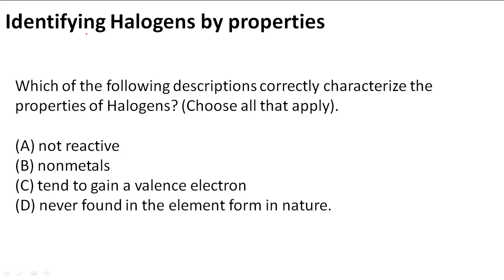Identifying halogens by properties. So in this example problem, it says: which of the following descriptions correctly characterize the properties of halogens? Choose all that apply. So let's try to remember what halogens are and where we can find them.